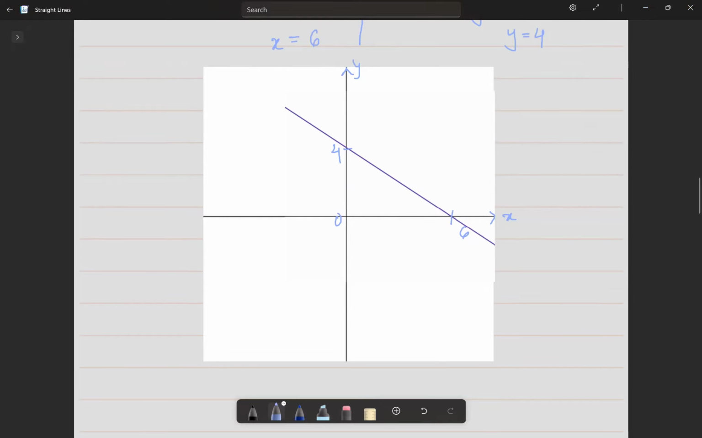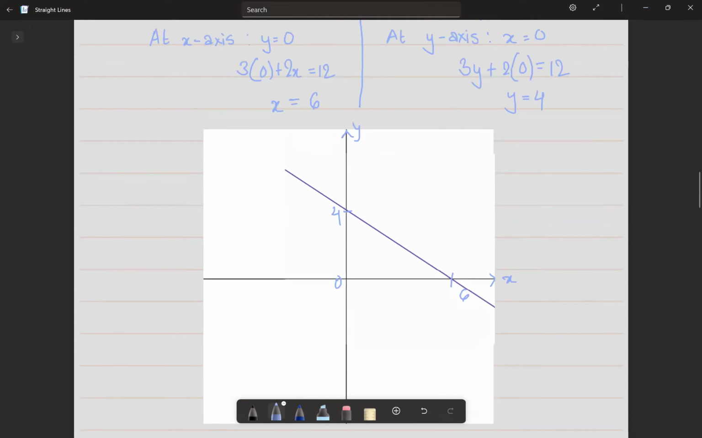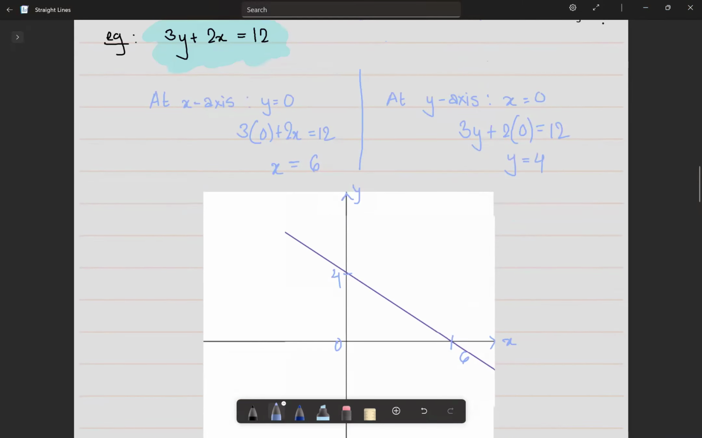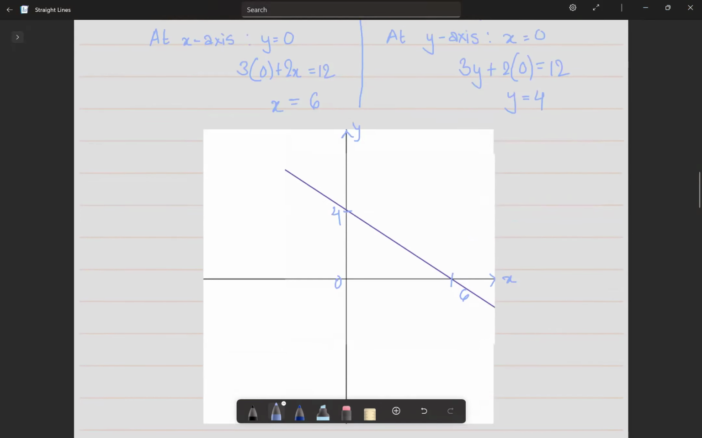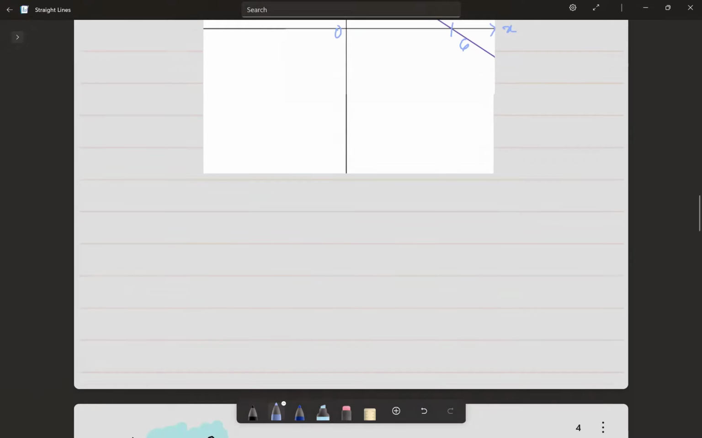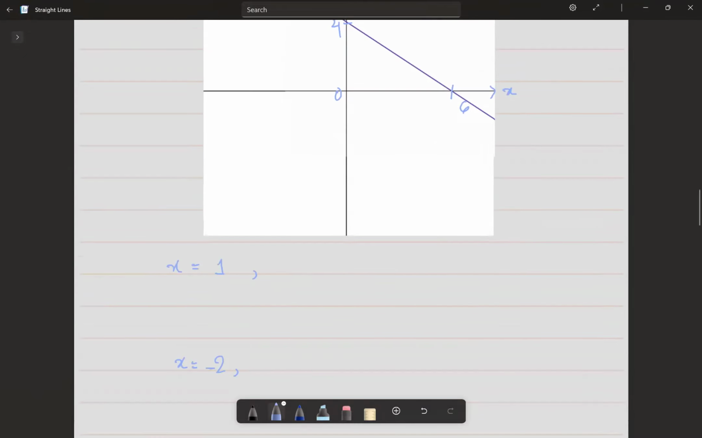Apart from these 2 points, we could have taken any other points as well. Let's say instead of considering intercepts, where at the x-axis y is equal to 0 and at the y-axis x is equal to 0, we could have taken 2 random points. Let's say at x is equal to 1 and at x is equal to minus 2. If we take these 2 points, we will also get the same line.